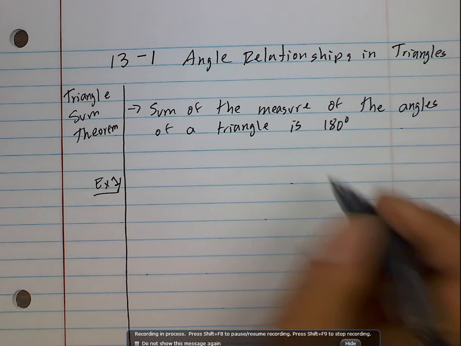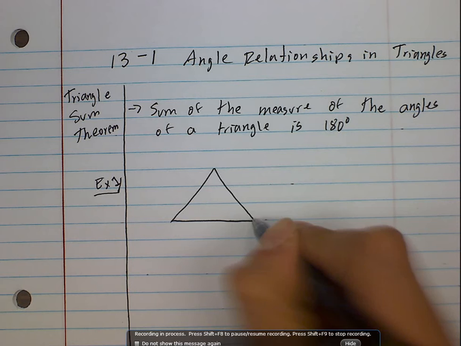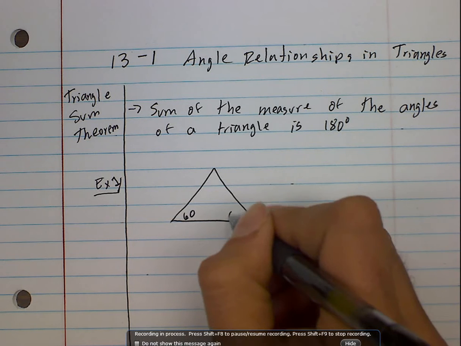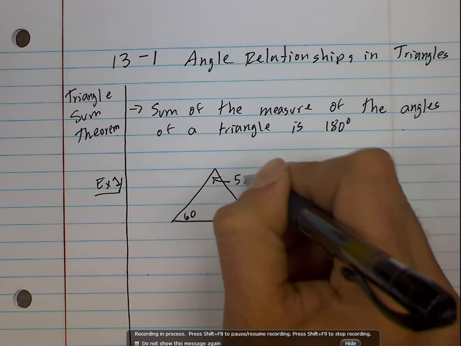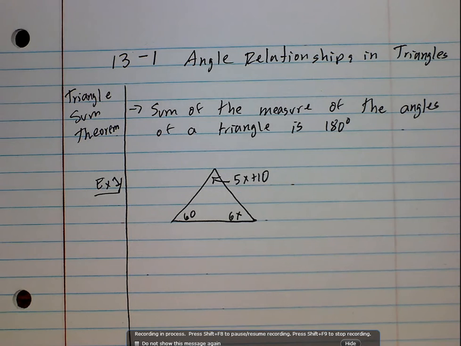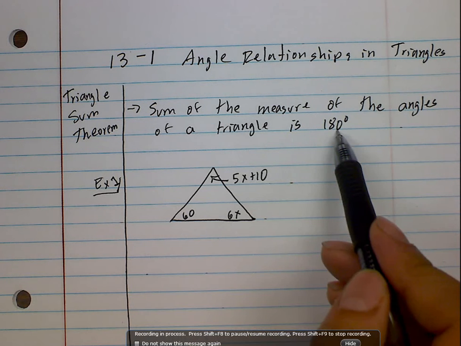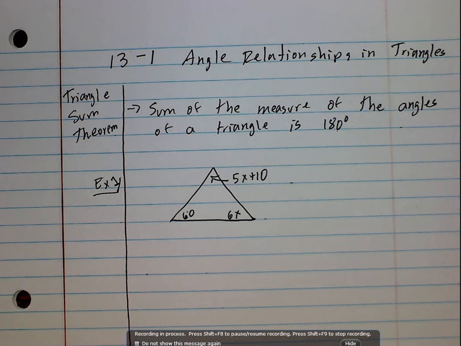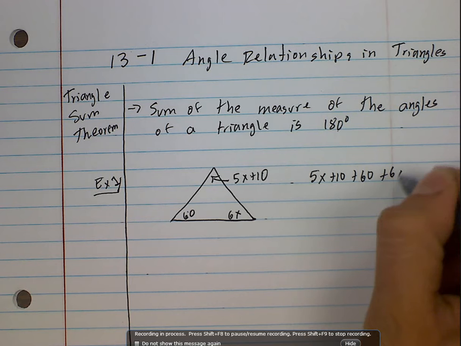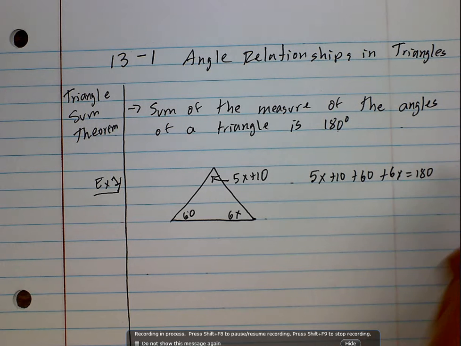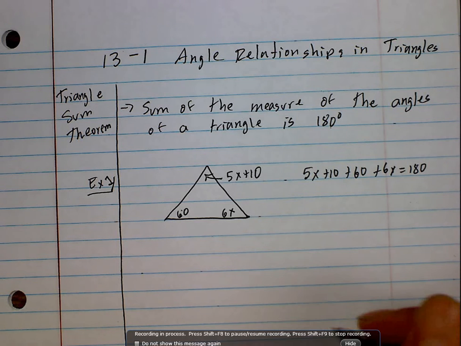Okay, so here is example number 1. This actually is not that bad, so it gives a little break from proofs. So let's say I have this triangle. This one is 60, this one is 6x, that one right here is 5x plus 10. So according to this theorem, all the angles when you add them up equal 180, that's exactly what we have to do. You add them up, 5x plus 10 plus 60 plus 6x equals 180. At that point, the geometry is done, and then all there is is solving for x, so it's algebra.